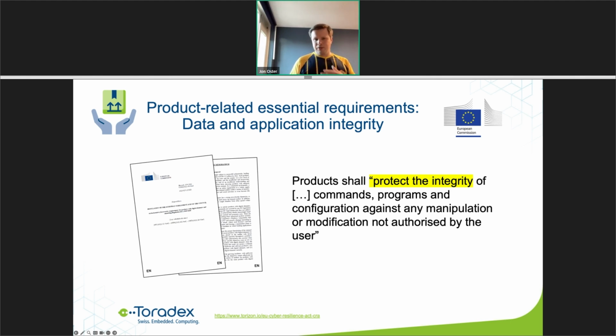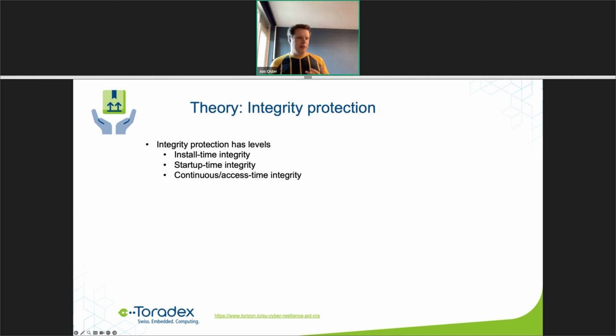And this is the format I'm going to go with for each of these requirements. We're going to do a little bit of talk about theory and background, and then we're going to look at what risks or threats are related to this, and what controls you can implement to meet the requirements of this. So integrity protection is, well, it's what it sounds like, making sure that the software on the system or the data and configuration on the system is what it's supposed to be. There are, however, some subtleties and some levels to this.